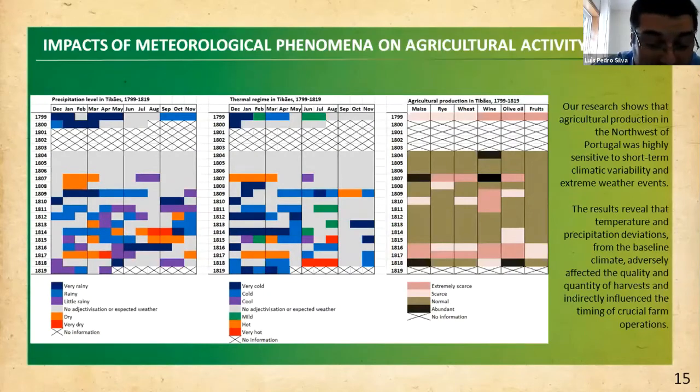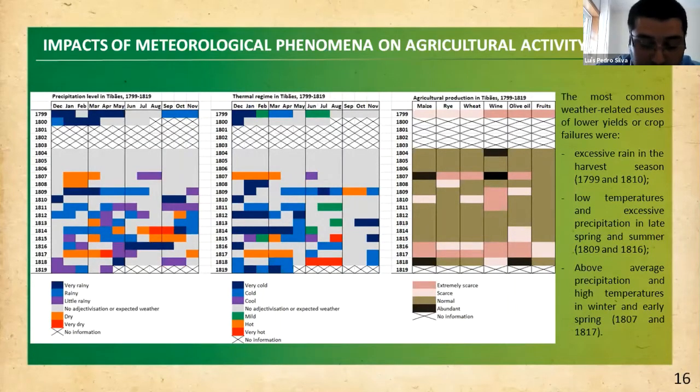So, our research shows that agricultural production in the northwest of Portugal was highly sensitive to short-term climatic variability and extreme weather events. The results reveal that temperature and precipitation deviations from the baseline climate adversely affect the quality and quantity of harvests and indirectly influence the timing of crucial farm operations.